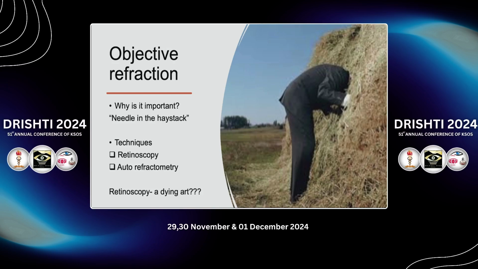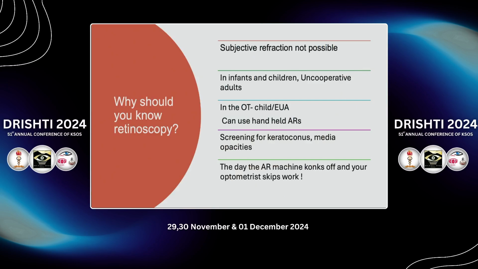So why is objective refraction important? It's because if you do subjective refraction without some mode of objective refraction, it's like looking for a needle in the haystack. It's like a blind procedure. So the techniques available are either retinoscopy or autorefractometry. With the increasing use of autorefractometer, is retinoscopy becoming a dying art? I think so. So why should you know retinoscopy?